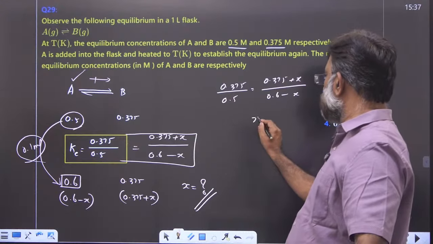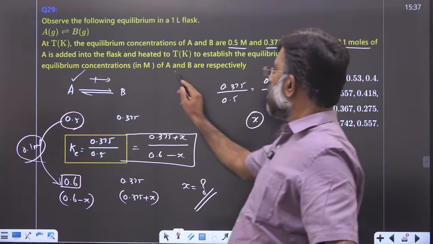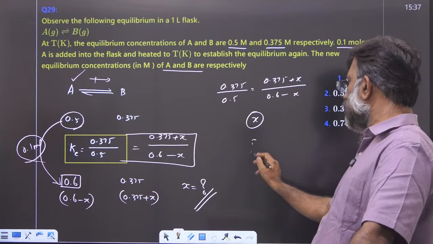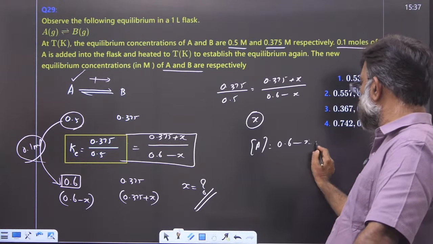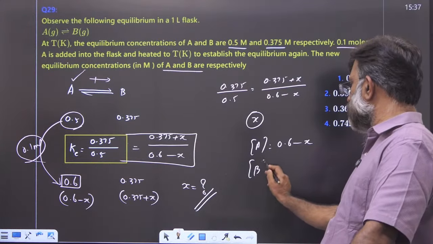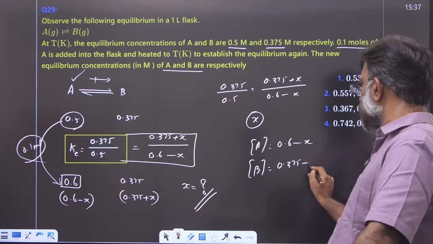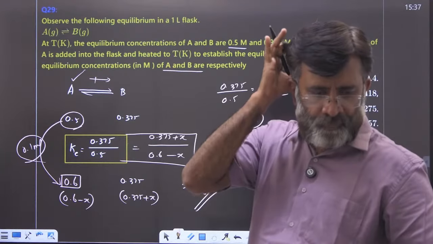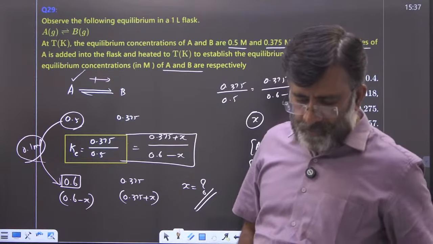Find out X. And what is our answer? The new concentrations of A and B: concentration of A equals 0.6 minus X, and concentration of B equals 0.375 plus X. Tell me, did somebody get what X is? If we get X, we get our answer.